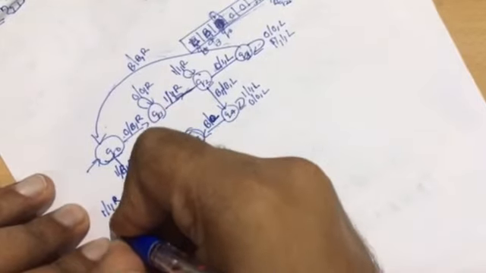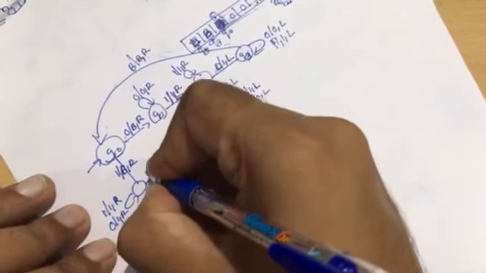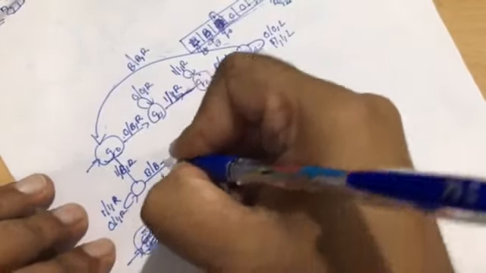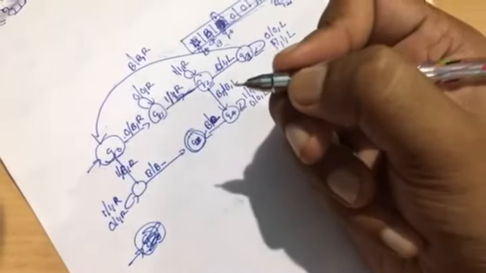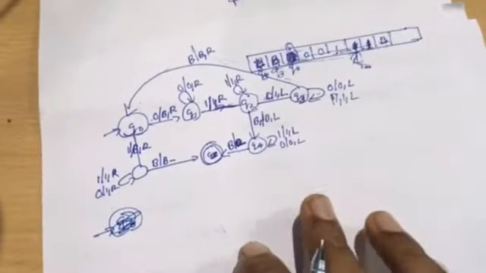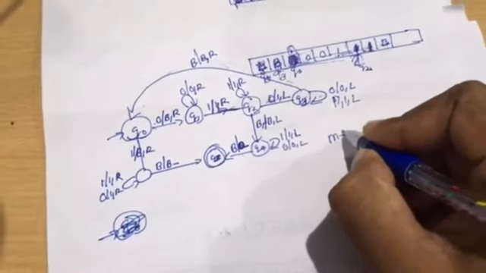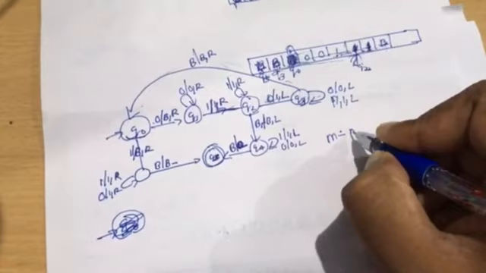Okay, and repeat this process for all ones you see and all zeros you see when you move towards right side. At last, if you see a blank symbol, you keep the blank and go to the final state. So this is the final machine that will compute m proper subtraction n. Okay.